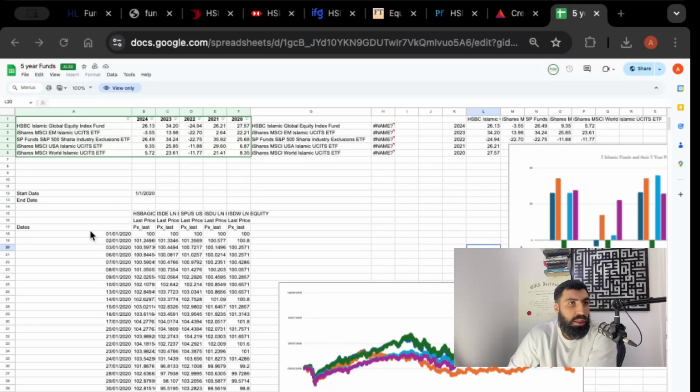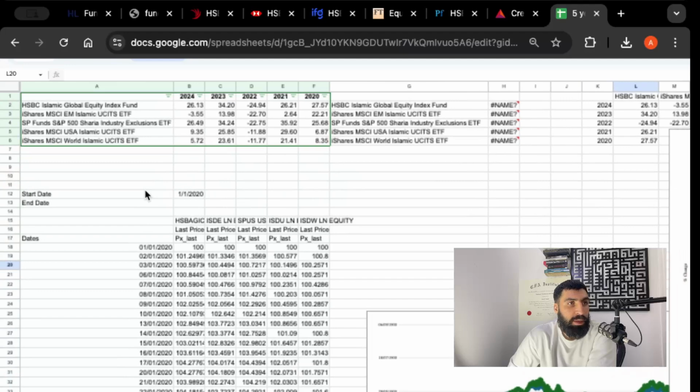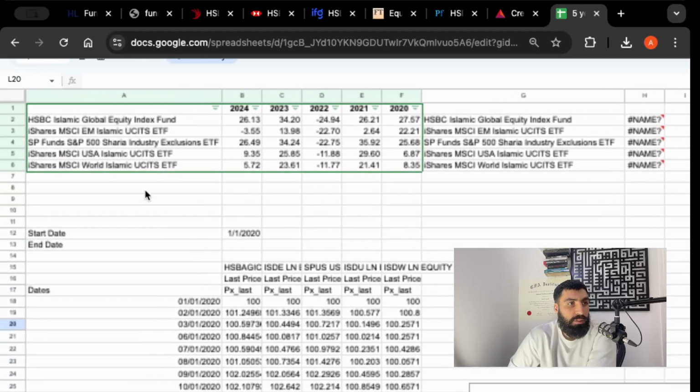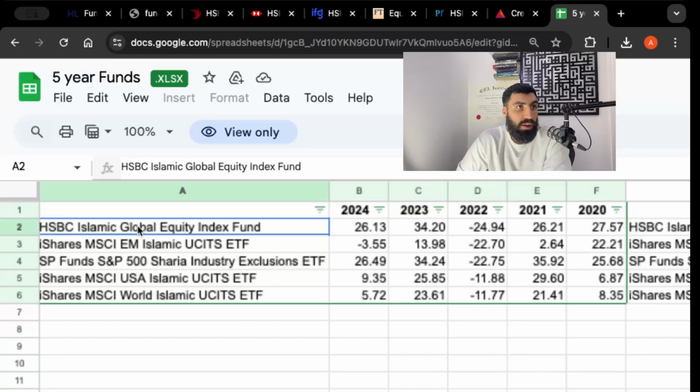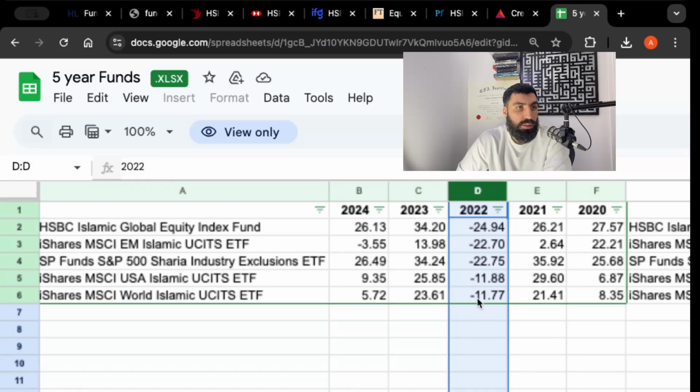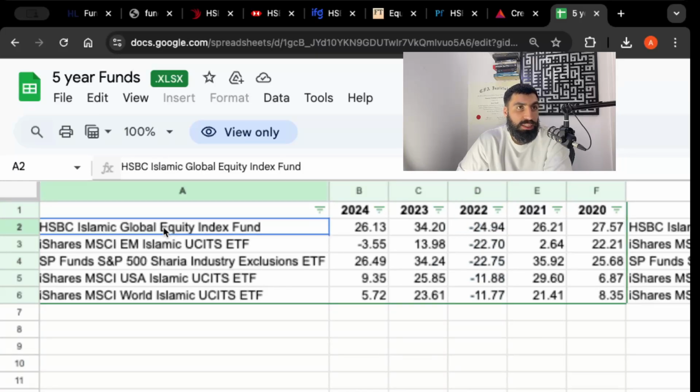This page. This is a page of 5 Islamic funds that have been around for 5 years or more, and it shows you the performance of them each year for the past 5 years. We have the HSBC Islamic Global Equity Index Fund, and we have some other ones to compare it to. Now, in 2022, when funds were going down, you can see which one was the worst. The one that was down 25%, guess which one it was? It was this exact fund.